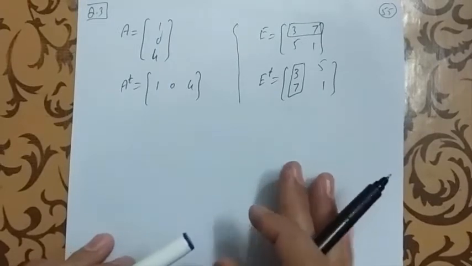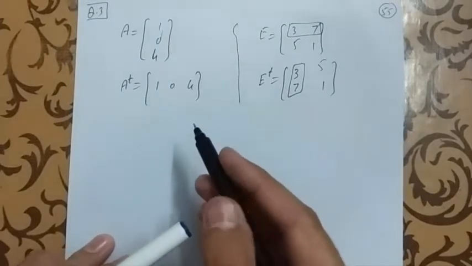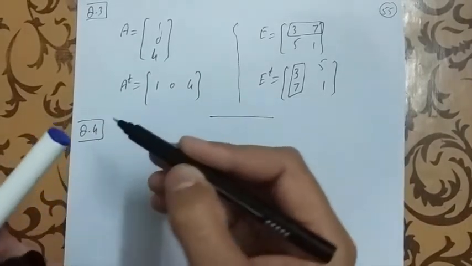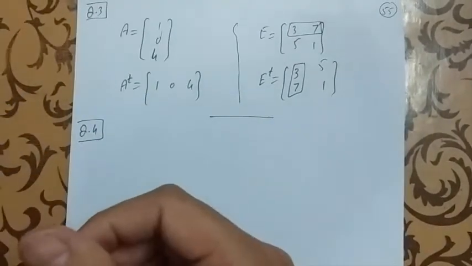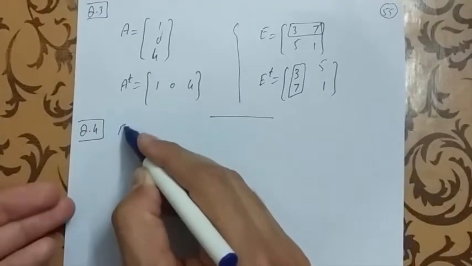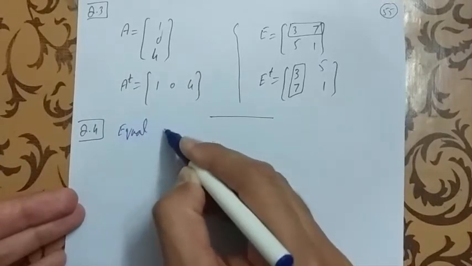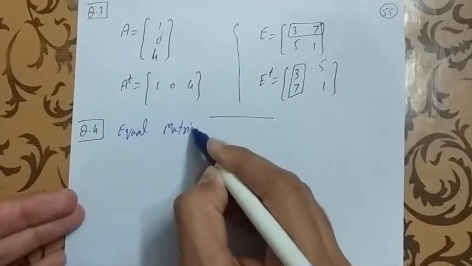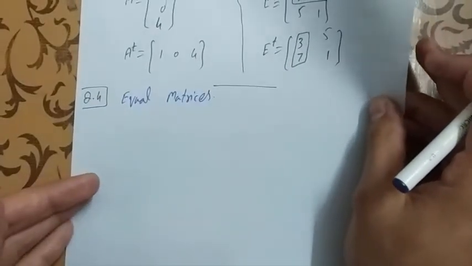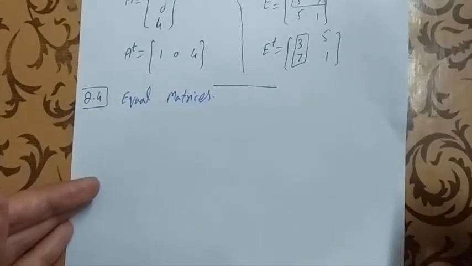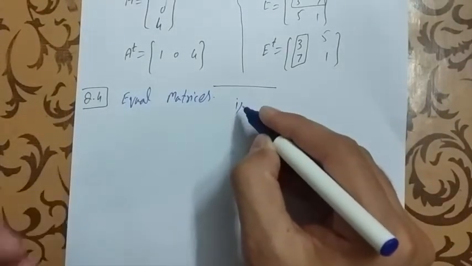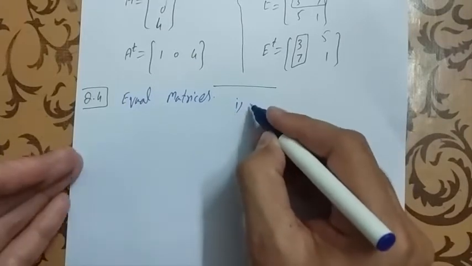Next problem is question number 4. Which of the following matrices are equal matrices? Students, you know very well how we identify equal matrices. It's very easy. You have to check only two things in equal matrices. You already studied this in the previous lecture. First, you have to check its order.